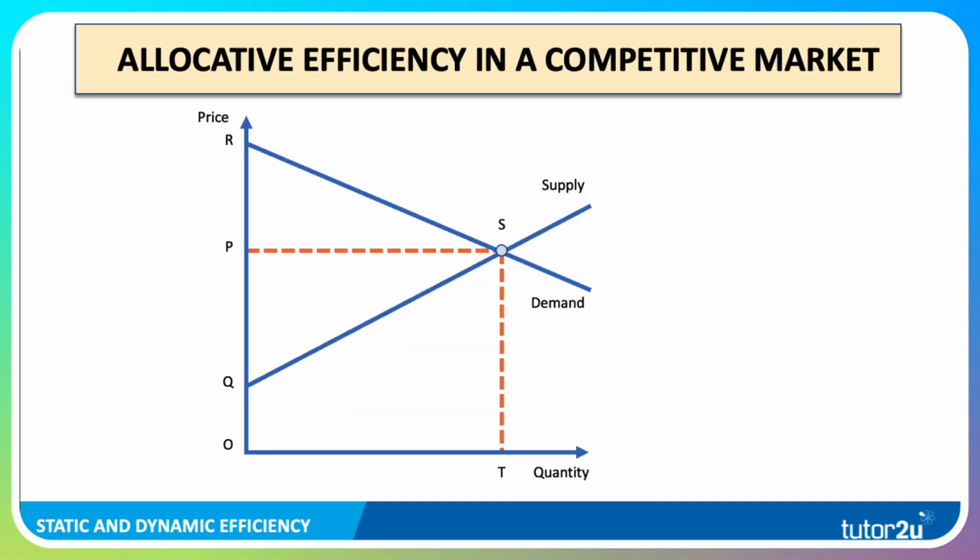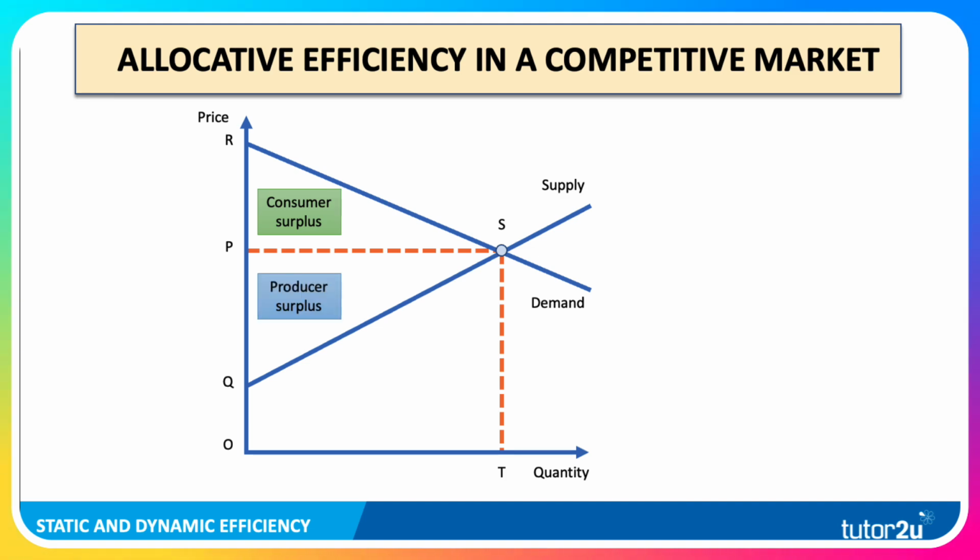We can show allocative efficiency using supply and demand, although keep in mind, of course, the supply curve is basically the marginal cost curve and the demand curve is the marginal private benefit curve. So at the equilibrium at point S there's a level of consumer surplus equal to area RSP and producer surplus equal to PSQ.